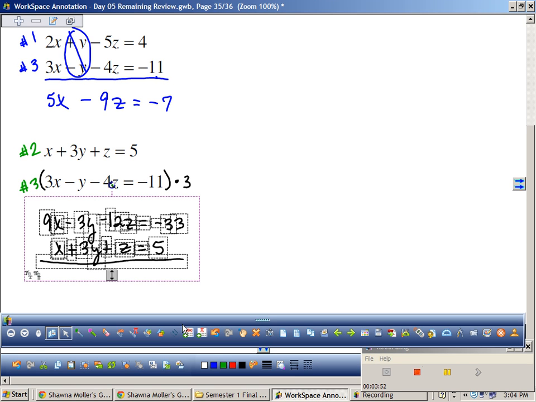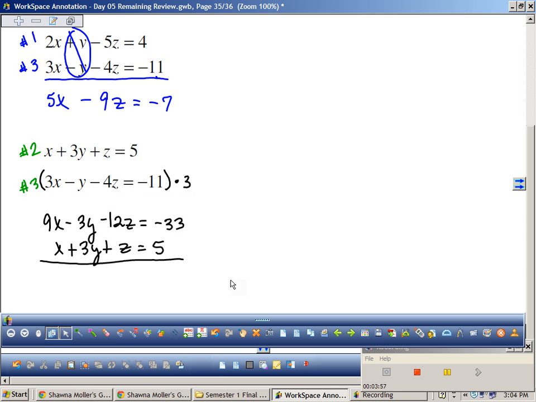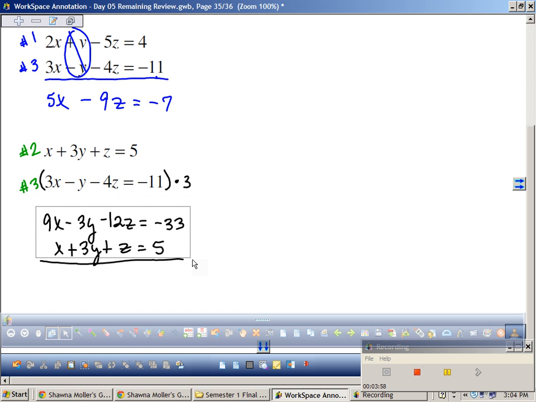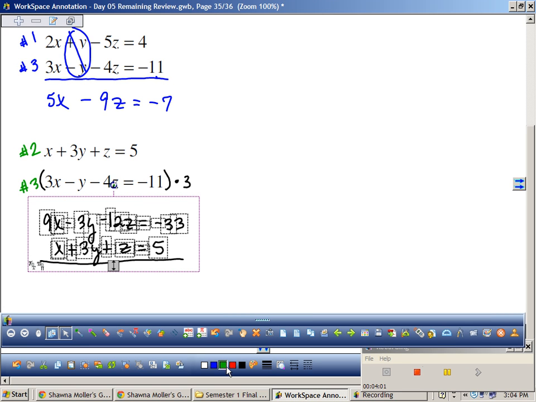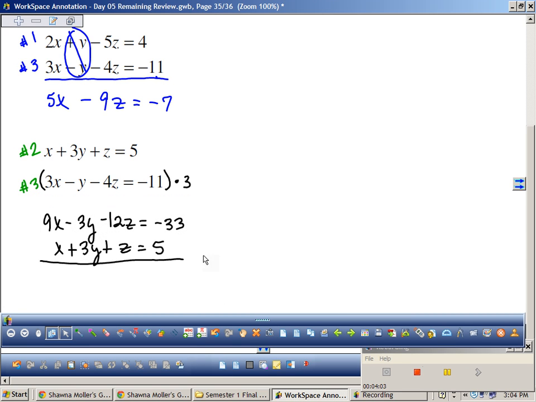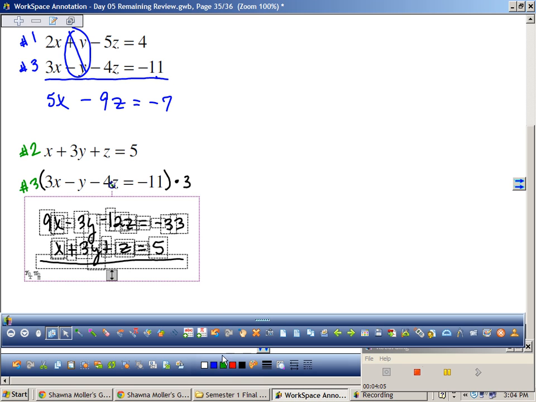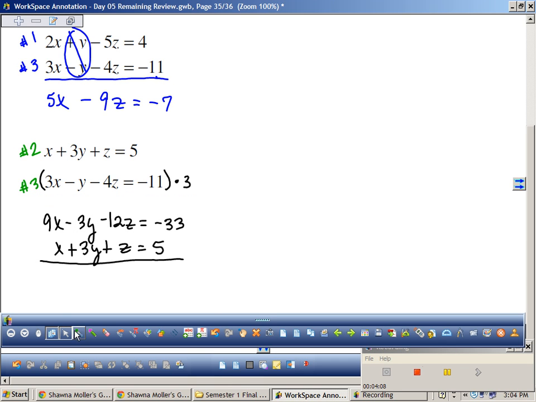I'm going to change all of this to green. It's not letting me. I wonder why. I did it earlier. Oh well. I want it green. I'll just make this green.